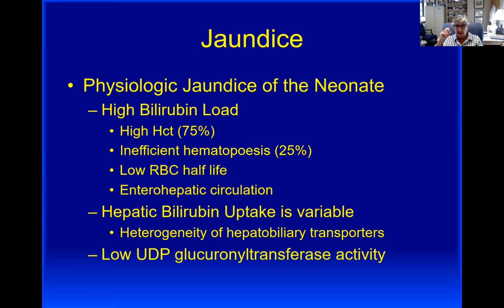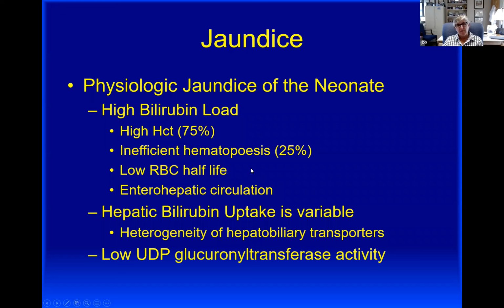Physiologic jaundice of the neonate. They have a high bilirubin load because they have a high hematocrit, which is broken down, so therefore you get more bilirubin. They're not great at that, so they have an inefficient process. Their red cells turn over faster than ours, so they even have more heme production, and they have the enterohepatic circulation going on, which means they're absorbing more.